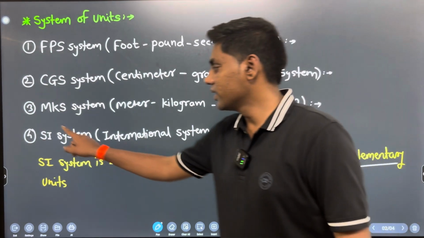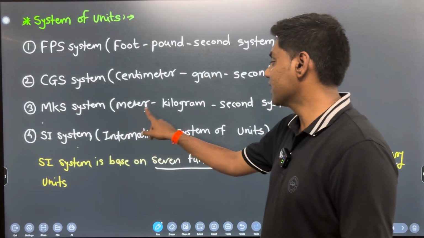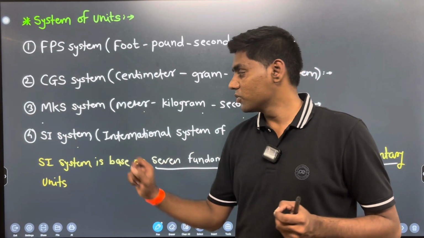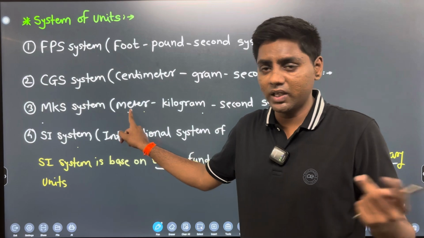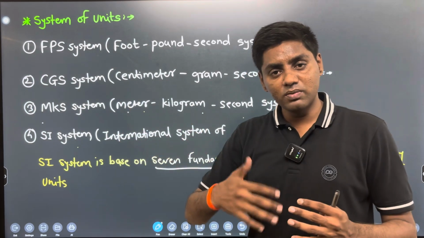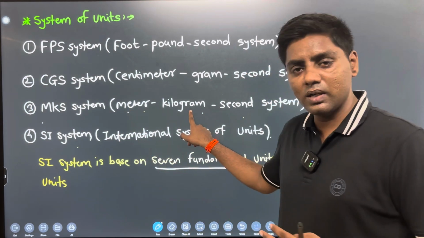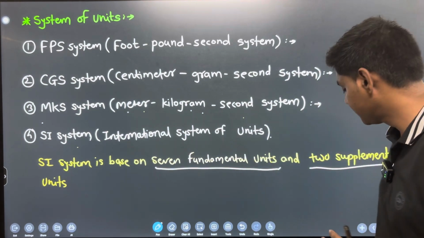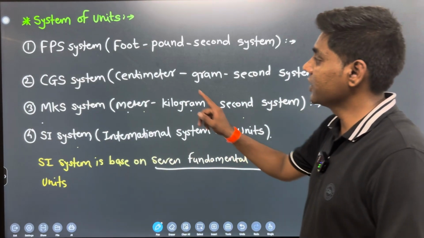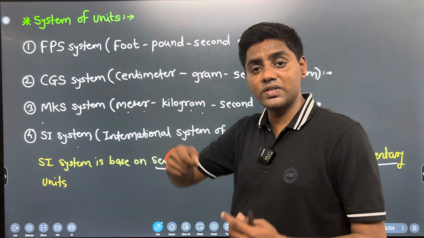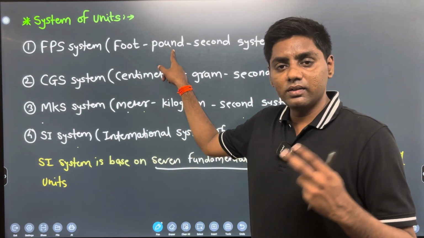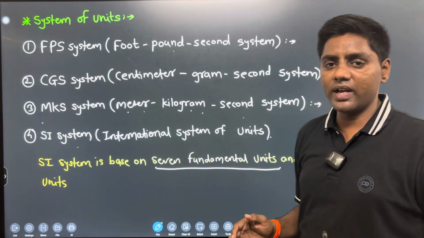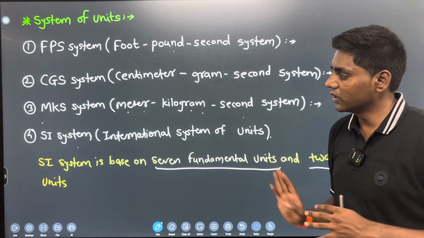India currently uses the MKS system, that is meter, kilogram, second. So if we want to measure distance, we measure it in the basic unit, meter. If we want to measure mass, it is measured in kilogram, and time is basically measured in seconds. In Britain, they measure distance in foot, mass in pound, and time in second. Very simple to understand.